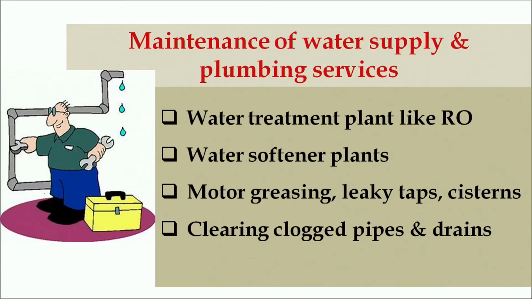Now let us see maintenance of water supply and plumbing services. First we have water treatment plants like RO, that is the reverse osmosis process, at commercial as well as residential places, where the water supply is mainly hard water. So we have water softener plants, motor greasing, and leaky taps, systems that require maintenance and repair. We have clearing clogged pipes and drains. Let's look at each one of them one by one.